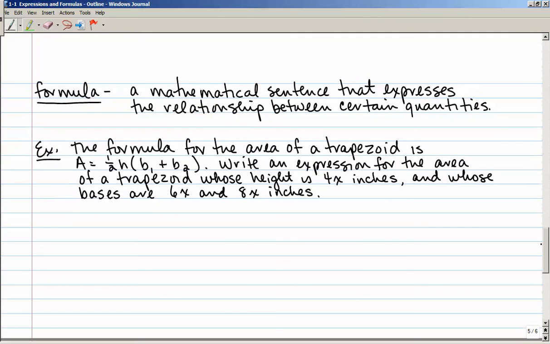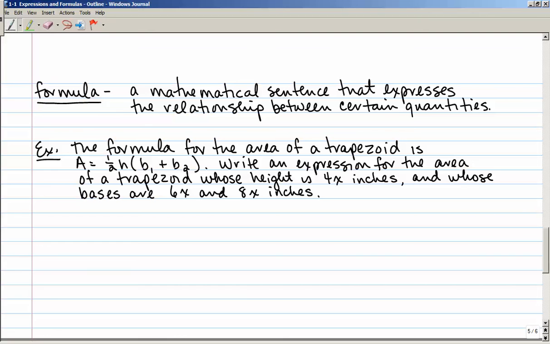Here's another definition. A formula. A formula is a mathematical sentence that expresses the relationship between certain quantities. Remember, we used formulas quite a bit in the end of geometry last year. So here's an example. The formula for the area of a trapezoid is capital A equals 1/2 h times the quantity B1 plus B2. And you'll remember that the large A stands for the area, H stands for the height of the trapezoid, and B1 and B2 are the lengths of the bases.